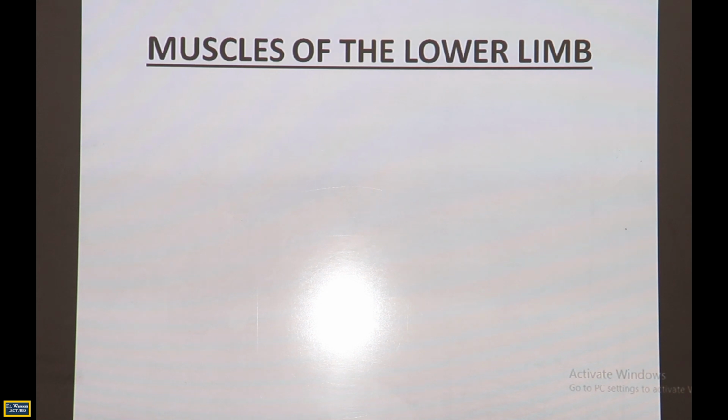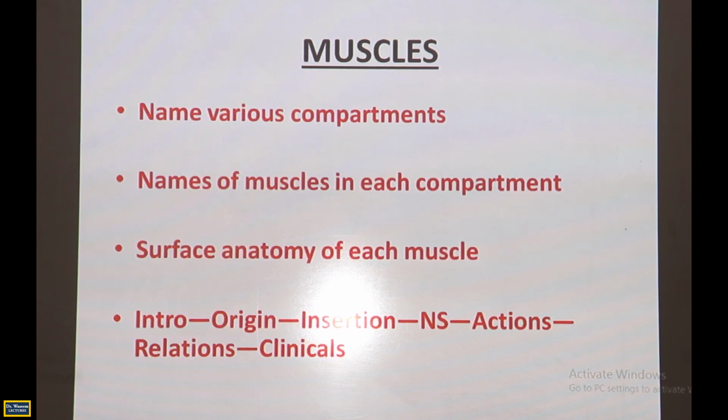After that you will enter into the next section, that is the muscles of the lower limb, and you have already seen how you will take the muscles. You have to take the muscles in a way that you name various compartments. How many compartments have you seen? In the thigh there are the medial, anterior and posterior compartments, and the gluteal region. The leg has the anterior, lateral and posterior. The foot has the dorsum and the sole. So, we have 4 plus 3, 7, and 2 more. So, 9 compartments in the entire region of the lower limb, and each compartment has its own group of muscles. So, name the various compartments and the names of the muscles in each compartment.